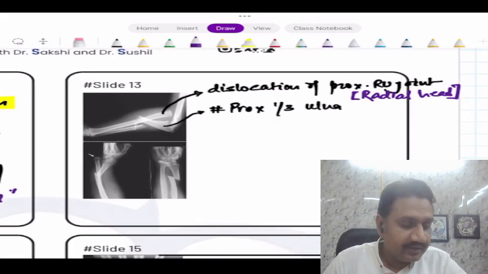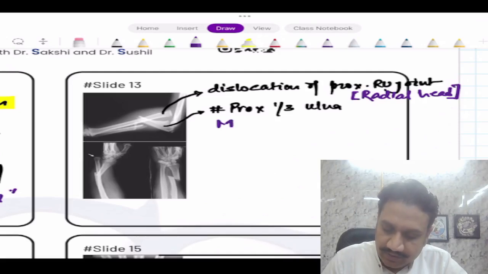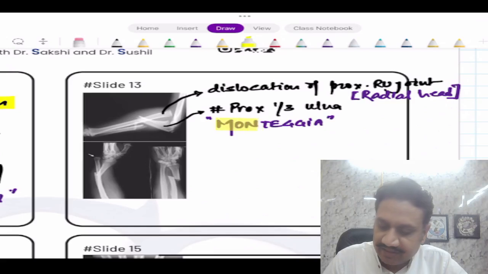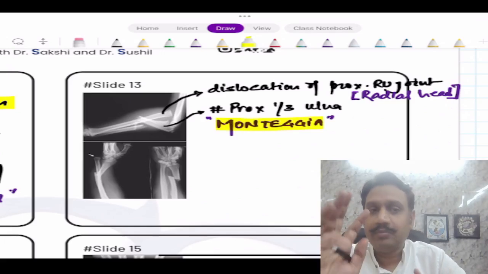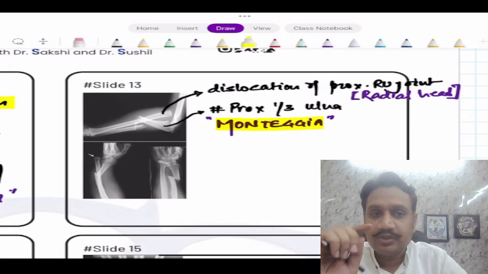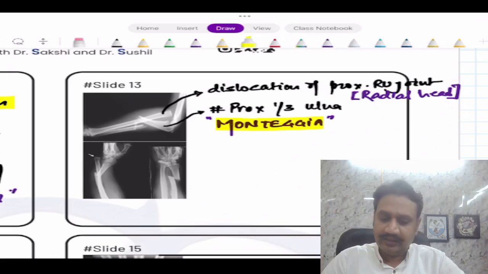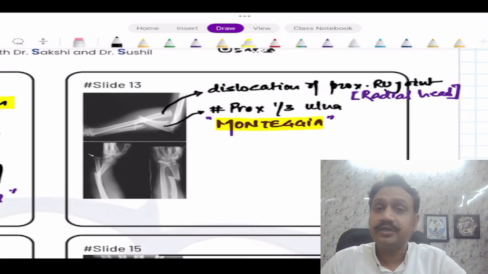What do you call this injury now? Yes, Priyanshu, absolutely correct. This injury is called Monteggia fracture. Perfect. This is a very, very important question for your exam, and n number of times it has been asked in the past as well. So, fracture of the proximal one third of ulna with dislocation of the proximal radio-ulnar joint, right?